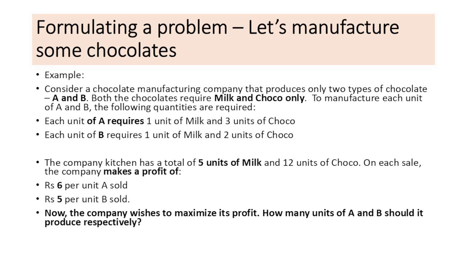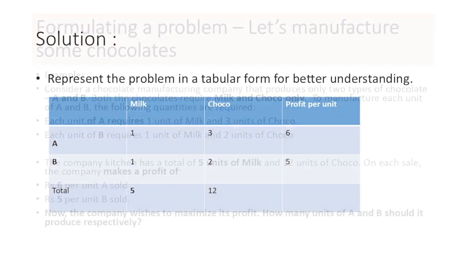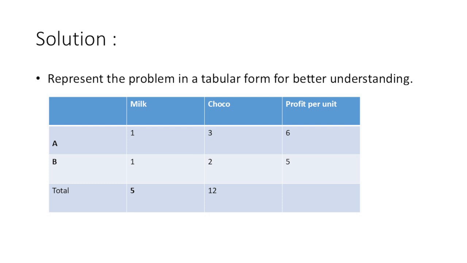On each sale, the company makes a profit. So profit will be your objective function: 6 per unit of A sold and 5 per unit of B sold. The company wishes to maximize its profit. So how many units of A and B should it produce respectively? In this case, you have to formulate this linear programming problem. This is just the representation of the following items in tabular form. For producing A, we have this much requirement, and for producing B, we have these requirements.